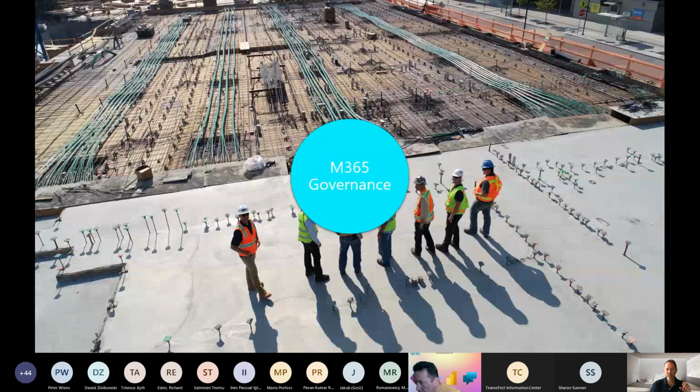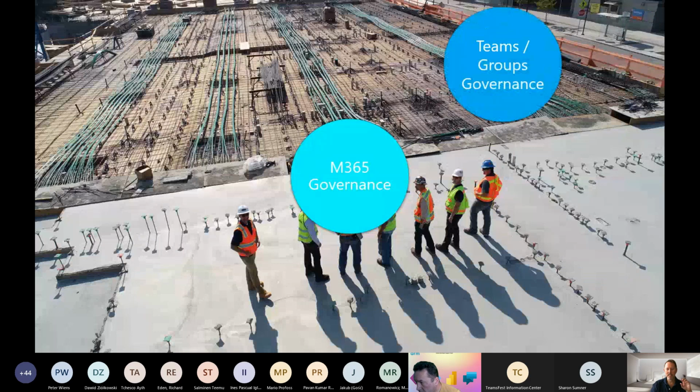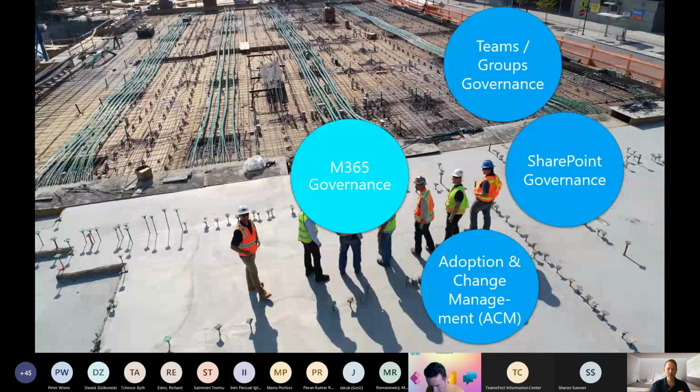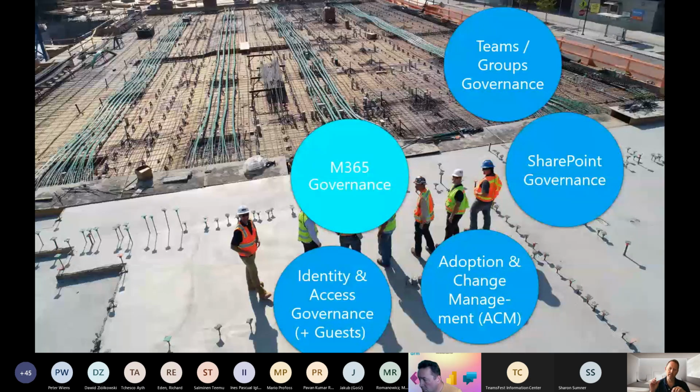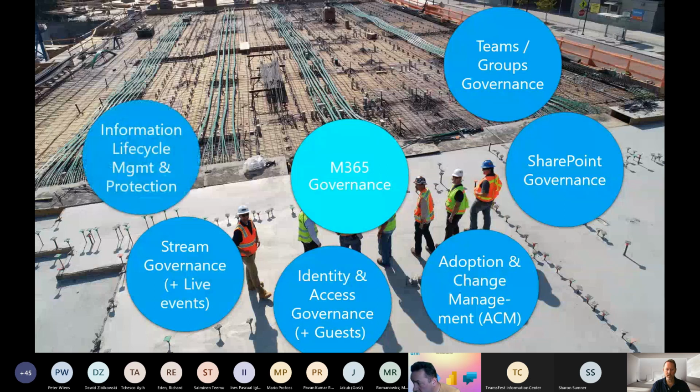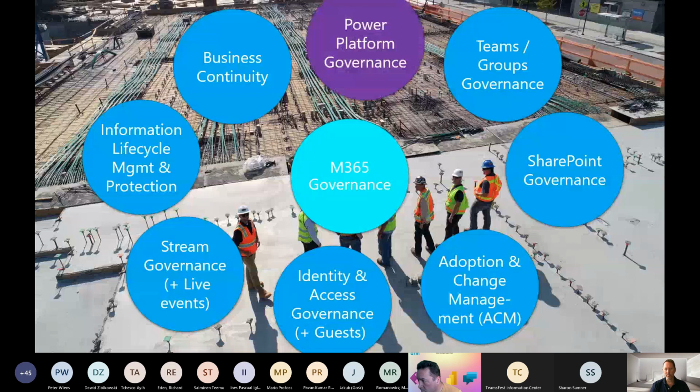The basic Microsoft 365 governance is divided into multiple types of governance sections. We have governance for Teams and groups. We have governance for SharePoint. Of course, we can also do our ACM projects here. Identity governance: who has access to what resource, who logged in, what are risky sign-ins, and so on. Everything in there should be covered. What about governance for Stream, for example, and live events, and so on. What we are interested in is the Power Platform governance here. So let me show you my best practices for the Power Platform governance.